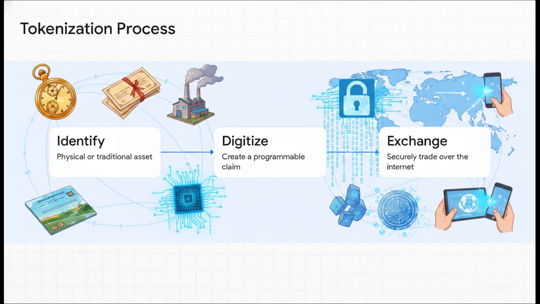So let's break down the simple workflow of how this tokenization actually happens. Step 1. You identify a physical or traditional asset. Step 2. You create a digitized, programmable claim on that asset. Step 3. You can now exchange it securely over the internet. That's it. This simple 3-step process is exactly how forward-thinking enterprises and startups are actively modernizing their legacy systems today.